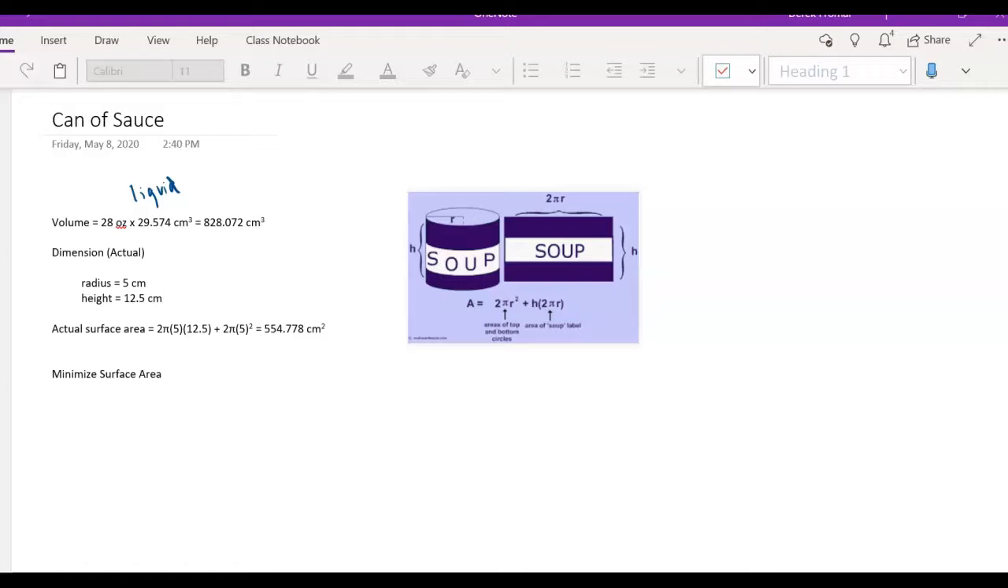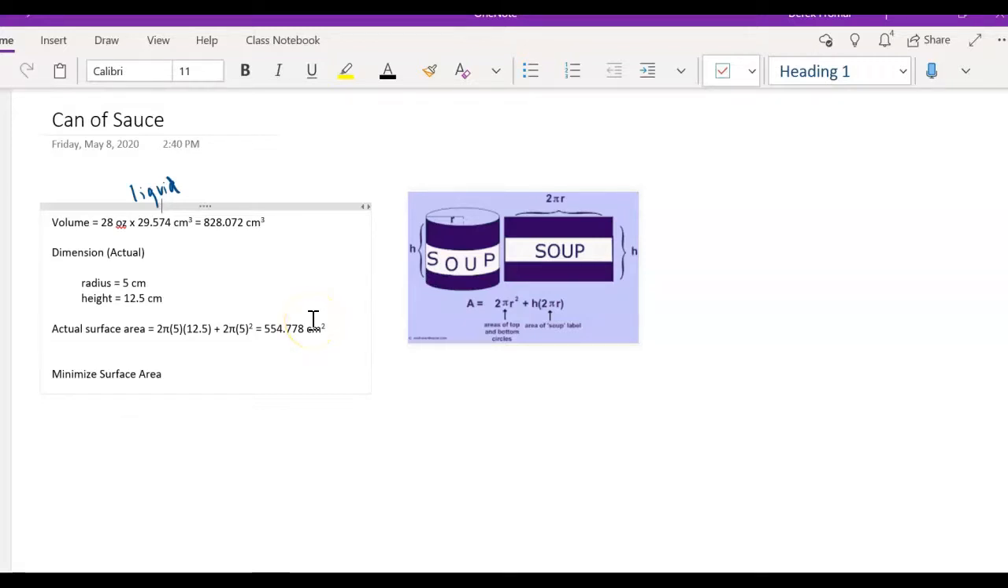So to find the surface area, I'm using this formula right here. Since the can has both a top and a bottom, that's why there's 2 pi r squared plus h times 2 pi r. So that's literally the surface area of the side, or the lateral surface area. So you can see here I did that and came up with a surface area of 554.778 square centimeters.